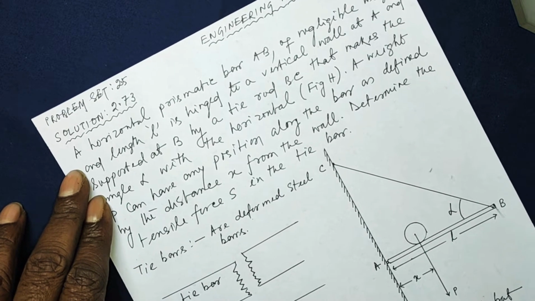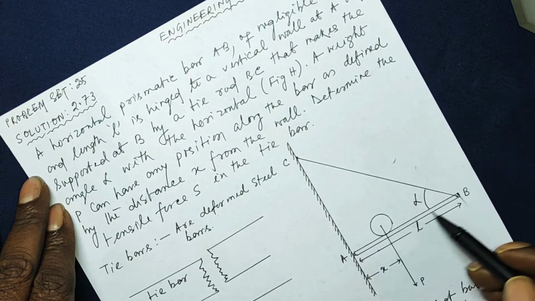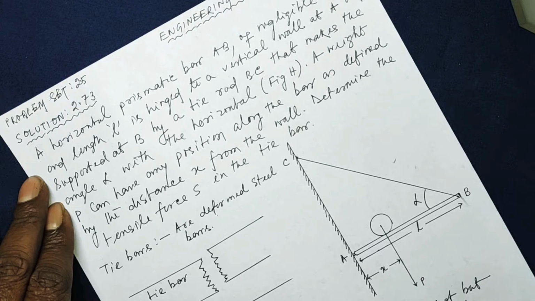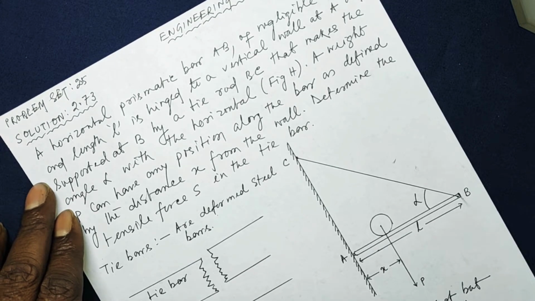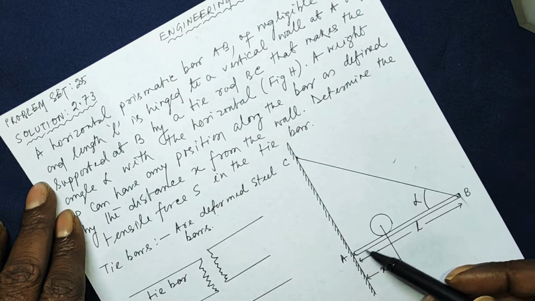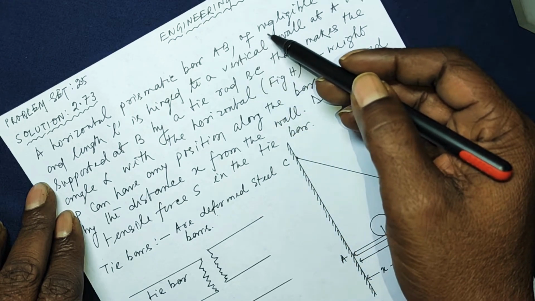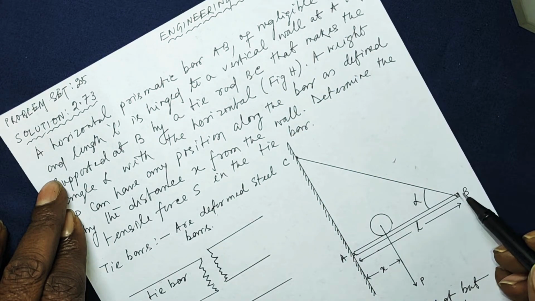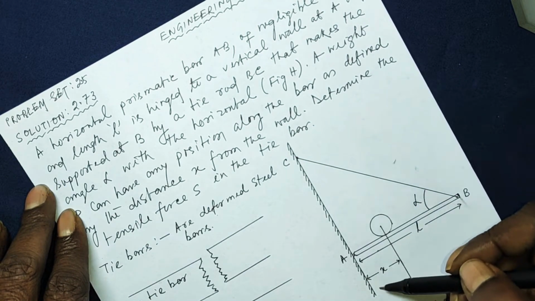So let me read out the problem. A horizontal prismatic bar AB, from A to B, is kept horizontally. Prismatic means all throughout it has the same cross section. It is given in the question that the weight is negligible. The bar AB has negligible weight. Its length is L, from here to here. And this is a vertical wall.